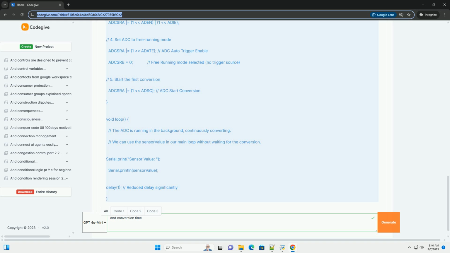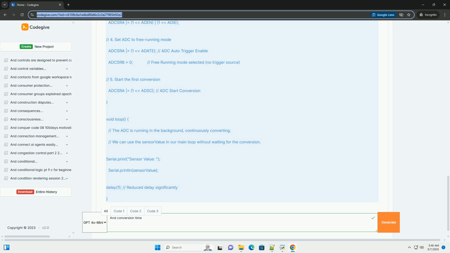Key improvements. Faster conversion time: by setting the prescaler to divide by 16, we've increased the ADC clock frequency, reducing the individual conversion time. Continuous sampling: free running mode eliminates the need to manually start each conversion in the loop. Asynchronous operation: the ADC conversions occur independently in the background, allowing the main loop to execute without being blocked by the ADC. This improves responsiveness. Lower overhead: using interrupts reduces the overhead associated with checking for conversion completion.